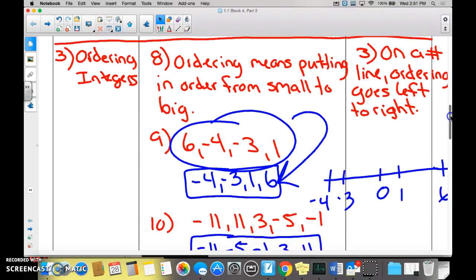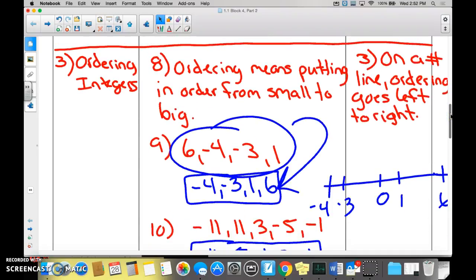Now, if the directions say to order them from big to small, should you follow the directions? Yes. If it says just to order them, you just order them from small to big like you naturally would. But you got to make sure you read the directions. Question? No.